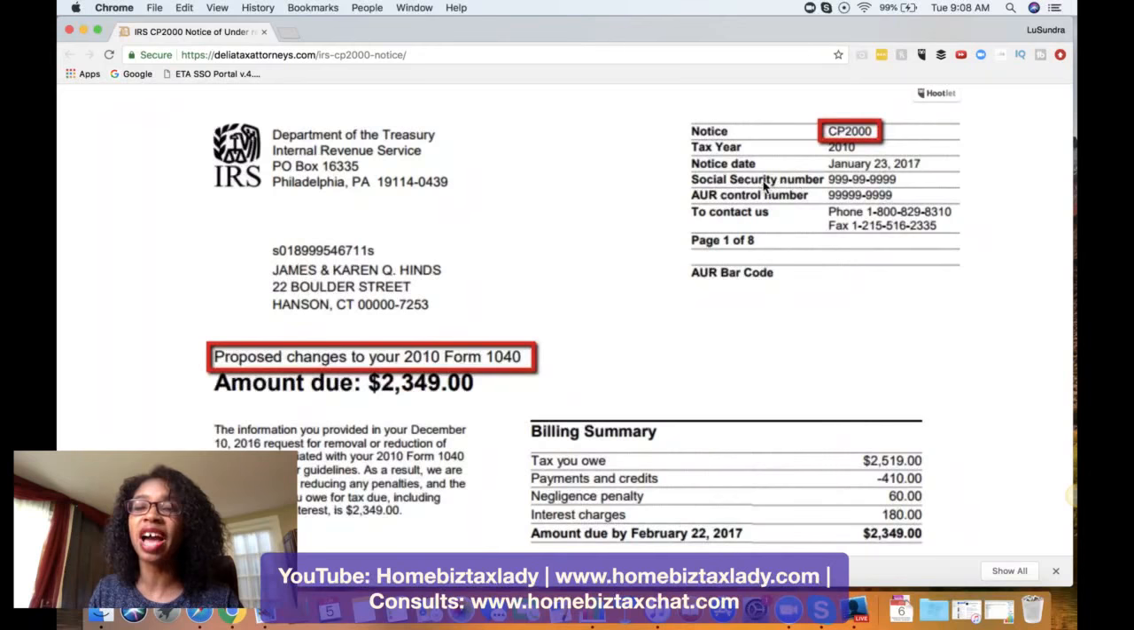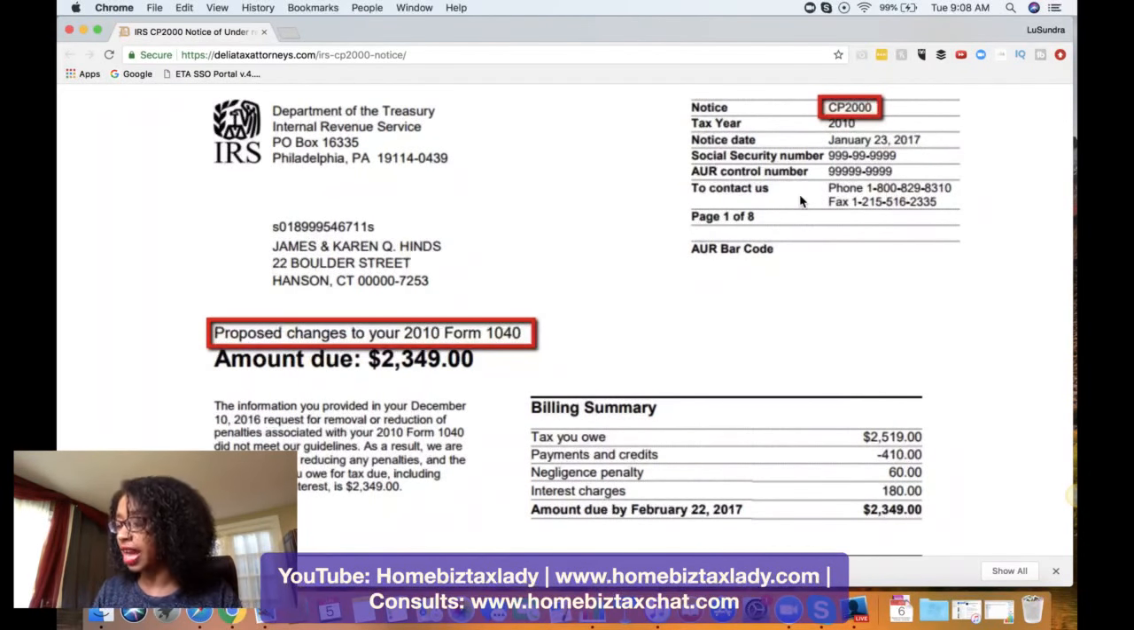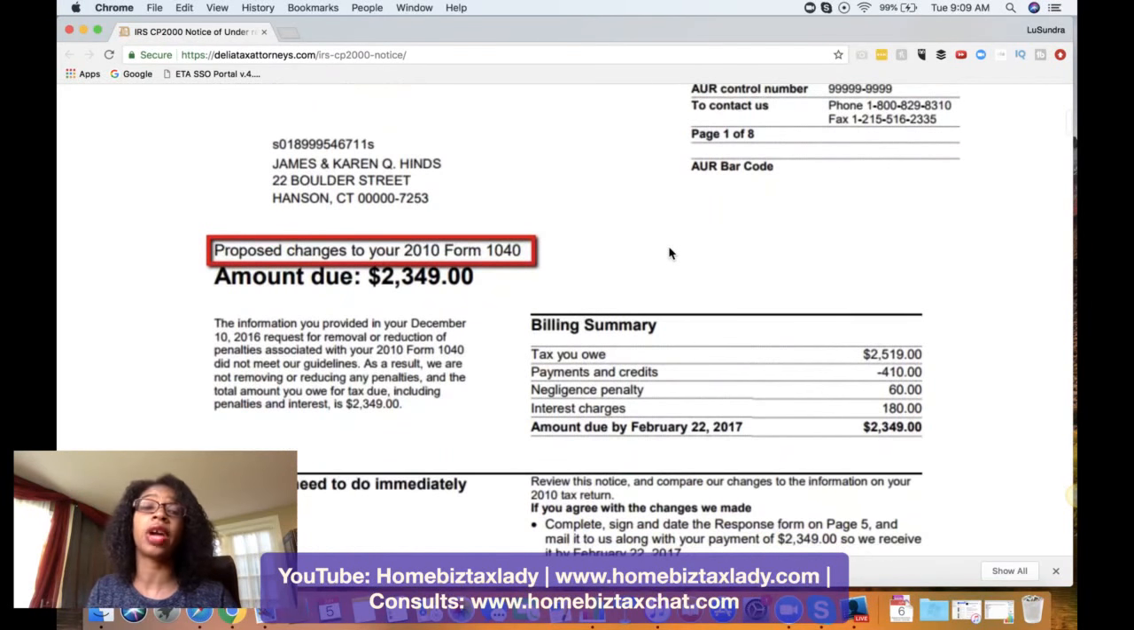All right. Then you have your social security number, a control number, and then how to contact the IRS. So when people say, I didn't know what to do, that means they didn't open the letter. Not opening a letter does not mean that you did not receive the letter. There are people that really believe that, and I need you all to stop it, because the IRS keeps copious notes on what they send and what types of letters.